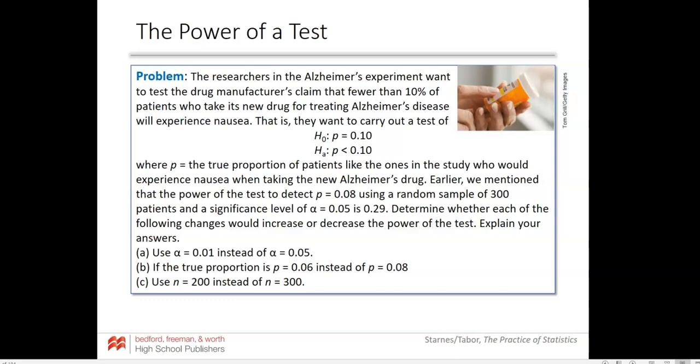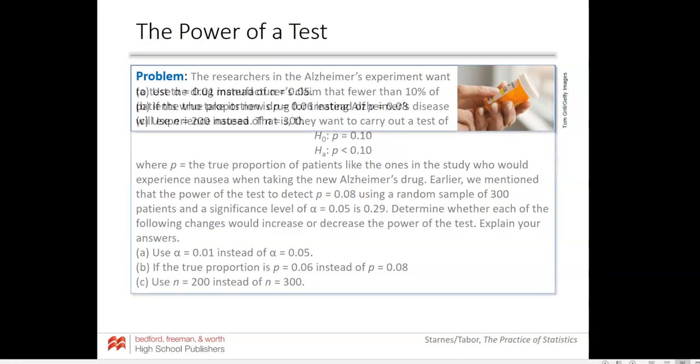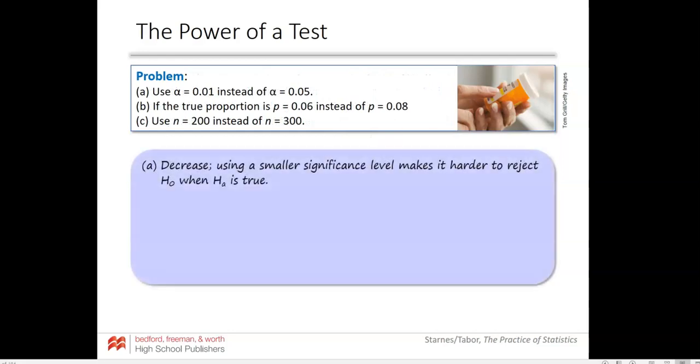First, the alpha is 0.001 instead of 0.05. So I made the alpha level smaller. What's going to happen to power? Alpha is type 1. So type 1 got smaller, which means type 2 got bigger, which means power should get smaller. Decreasing alpha makes it harder to reject the null when the alternate is true.